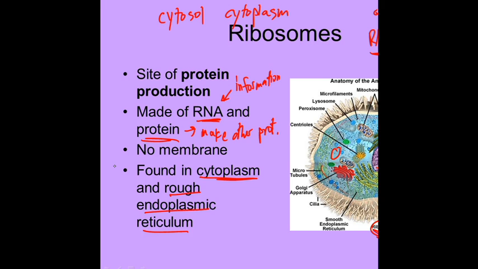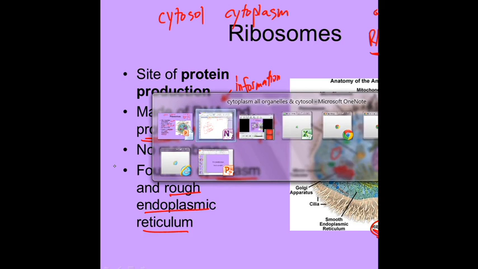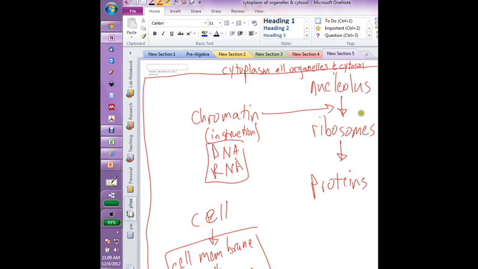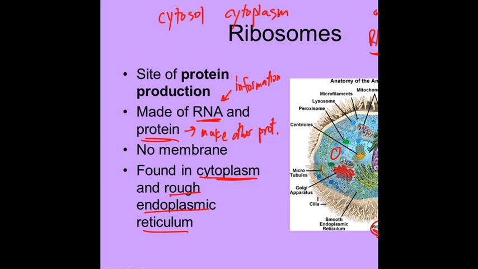All right, so we talked about ribosomes. Ribosomes fit in on my diagram over here as the thing the nucleolus makes, and they are the things that produce proteins. Ribosomes are built out of a couple of protein pieces and use RNA as a template. They are found in the cytoplasm and the rough endoplasmic reticulum. They're found everywhere. Pretty much.